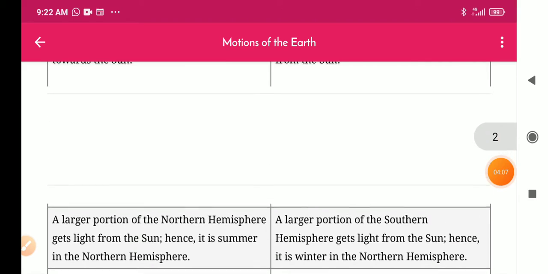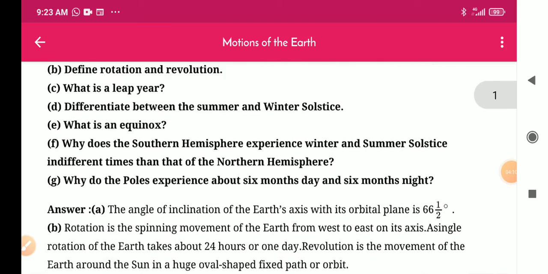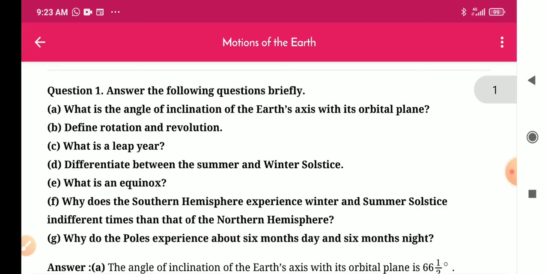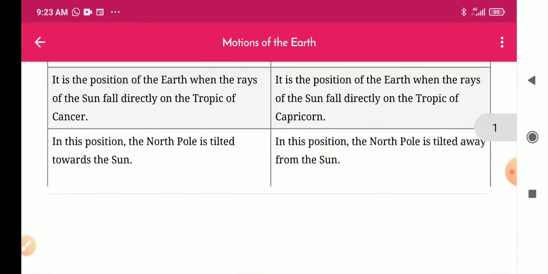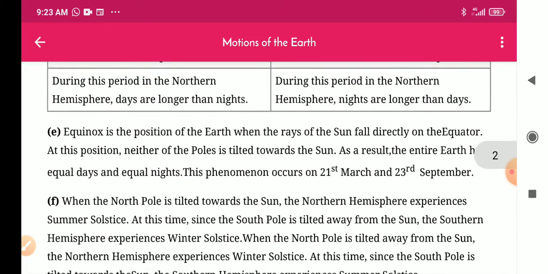E. What is an equinox? Answer: Equinox is the position of the Earth when the rays of the Sun fall directly on the equator. At this position, neither of the poles is tilted towards the Sun. As a result, the entire Earth has equal days and equal nights. This phenomenon occurs on 21st March and 23rd September.